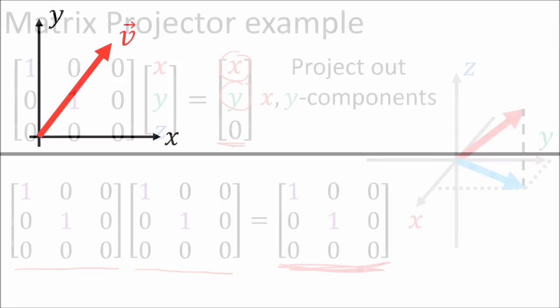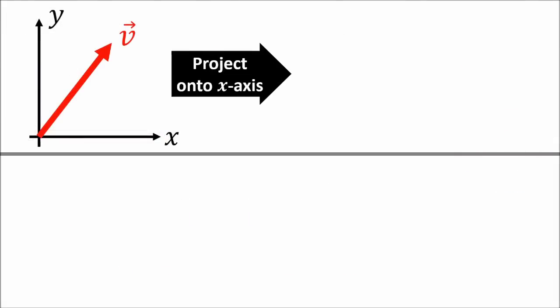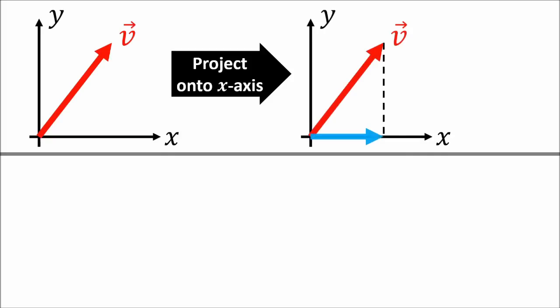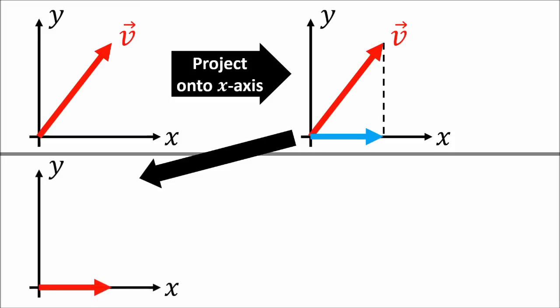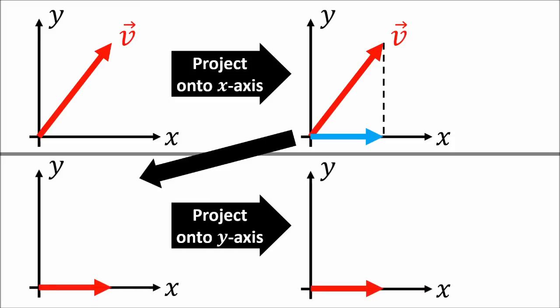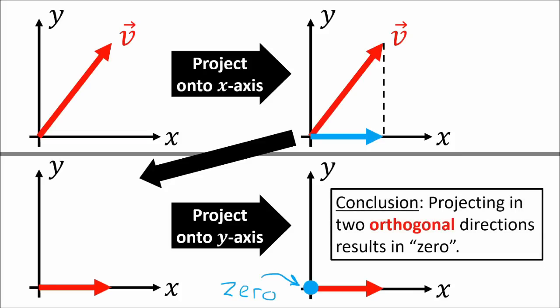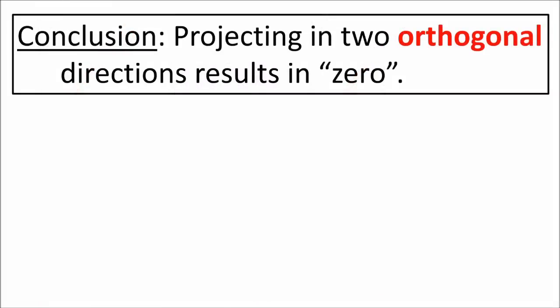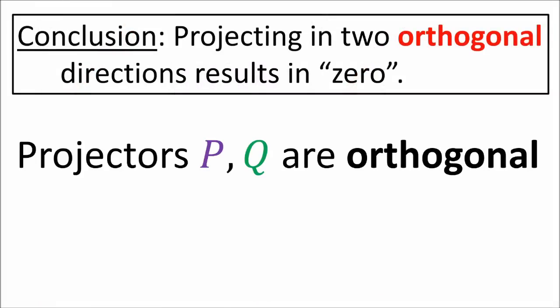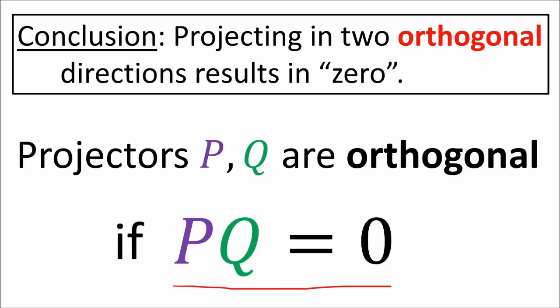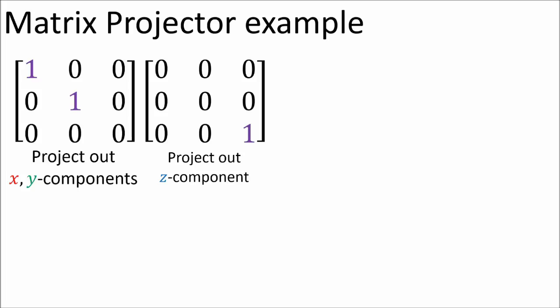Now let's consider something else. Let's say we've taken a vector and we've projected it onto the x-axis. Now let's take the result and project it onto the y-axis. The result is that there's nothing left. We get the 0 vector. The conclusion here is that when we project a vector along two different orthogonal directions, we get 0 as a result. We say that two projectors P and Q are orthogonal if applying one and then the other gives us 0. The two matrix projectors we showed earlier are orthogonal.